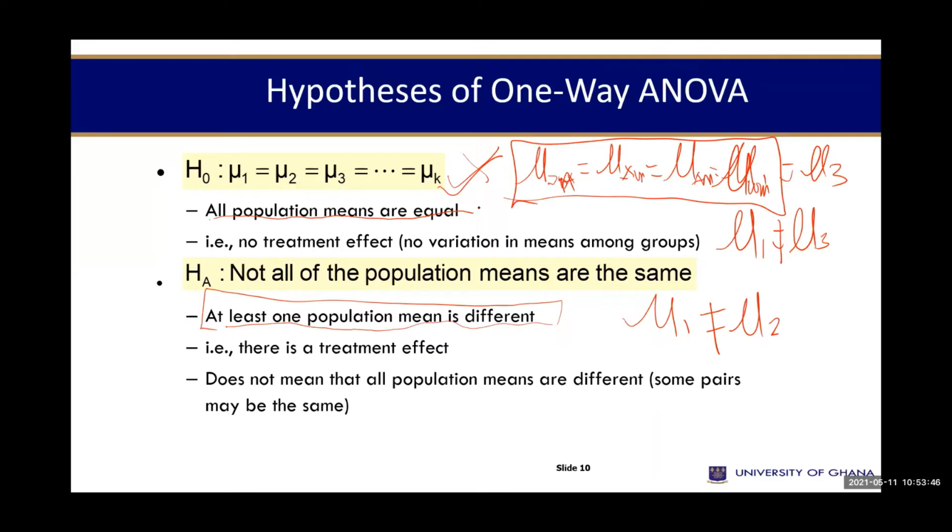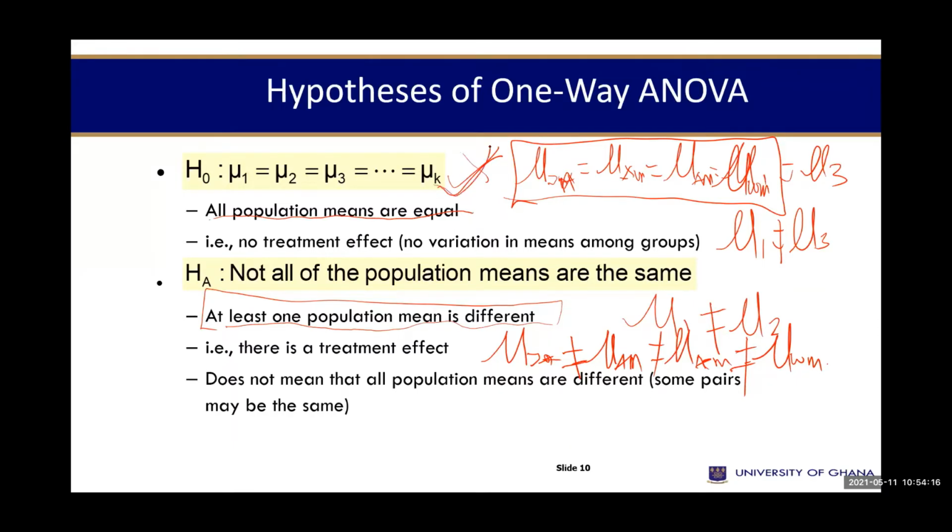Then the alternative hypothesis indicates that not all the population means are the same. We can't conclude that the sales volume for Junction Mall is the same as the sales volume for Accra Mall, similar to that of Achimota Mall and West Hills Mall. They are not the same.